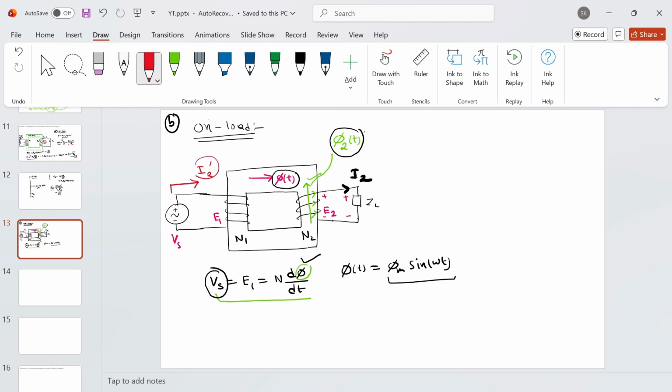That extra current will produce an MMF in the primary coil, and that primary coil MMF will produce a flux. Maybe that is something called phi 2 prime, and this phi 2 prime and this phi 2 will cancel each other, such that you will be having only phi of t in the core. So it will fulfill all of your requirements. Okay, so this is how the actual scenario will happen.